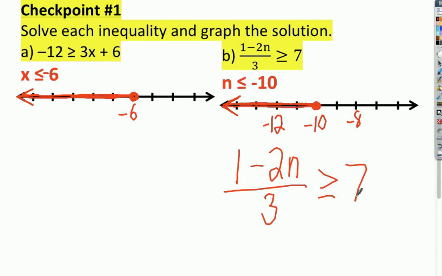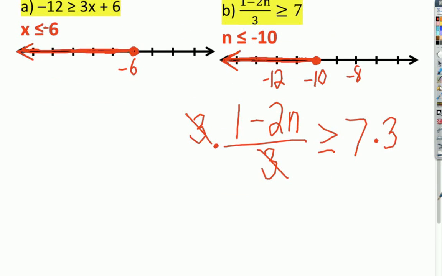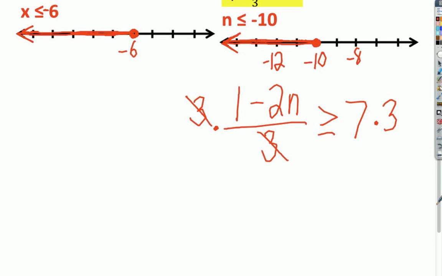I multiplied both sides by 3. Beautifully said. Multiply both sides by 3. Notice that I put the 3 up a little bit, and that way that cancels that. And so here's where we end up with a little bit of a danger zone. We end up with 1 minus 2n is greater than or equal to 21.